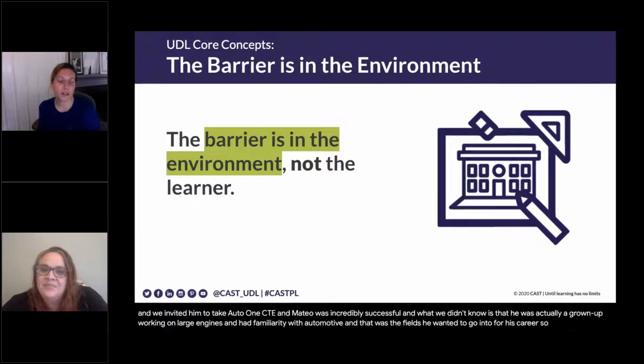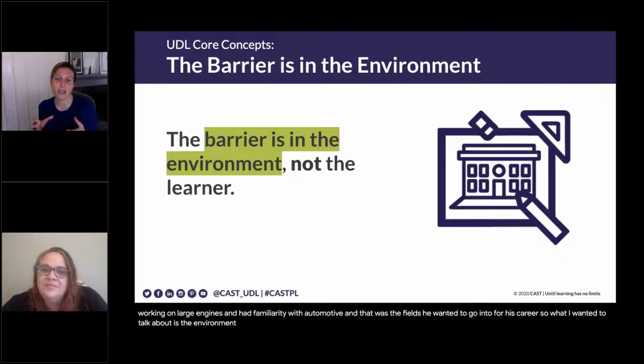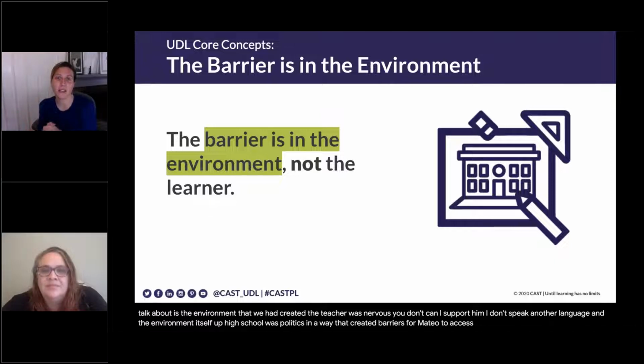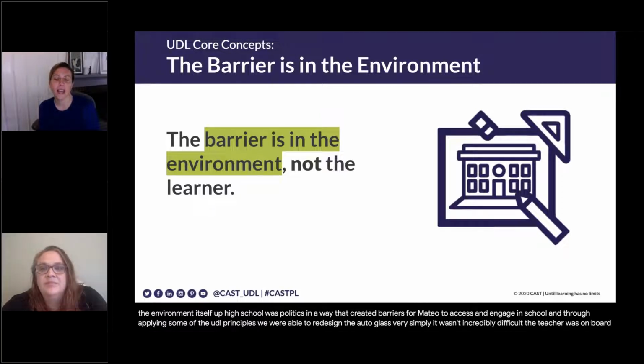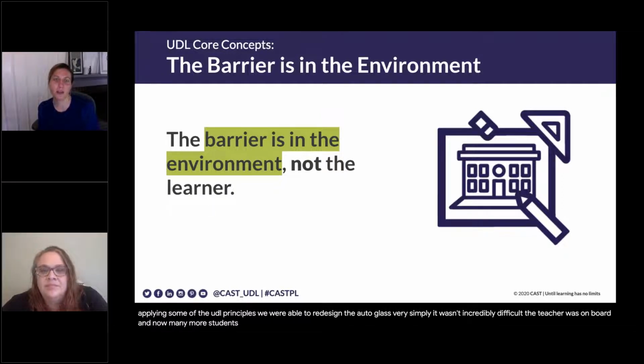So what I wanted to talk about is the environment that we had created. The teacher was nervous: can I support him? I don't speak another language. And the environment of high school was developed in a way that created barriers for Mateo to access and engage in school. Through applying some of the UDL principles, we were able to redesign the auto class. Very simply, it wasn't incredibly difficult. The teacher was on board, and now many more students have this opportunity. Many more of our ELL students have this opportunity.